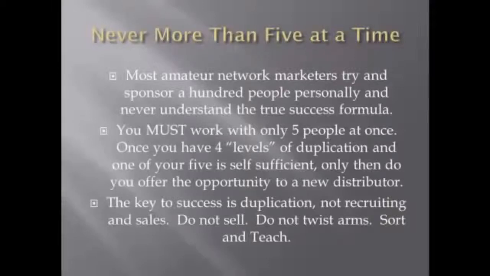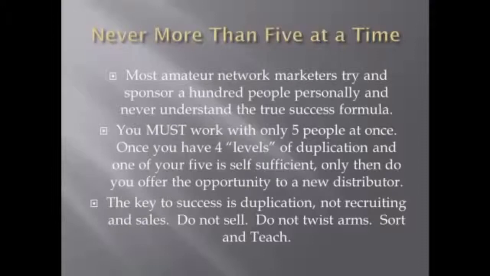Most amateur network marketers never understand the true success formula. You must work with only 5 people at once. Once you have your 4 levels of duplication, in other words, you sponsor someone, who sponsors someone, who sponsors someone, once you have those 4 levels of duplication and one of your 5 initial people is self-sufficient, only then do you offer the opportunity to be one of your key 5 to a new distributor. You never spread yourself so thin that you can't build that depth and support your 5 people.